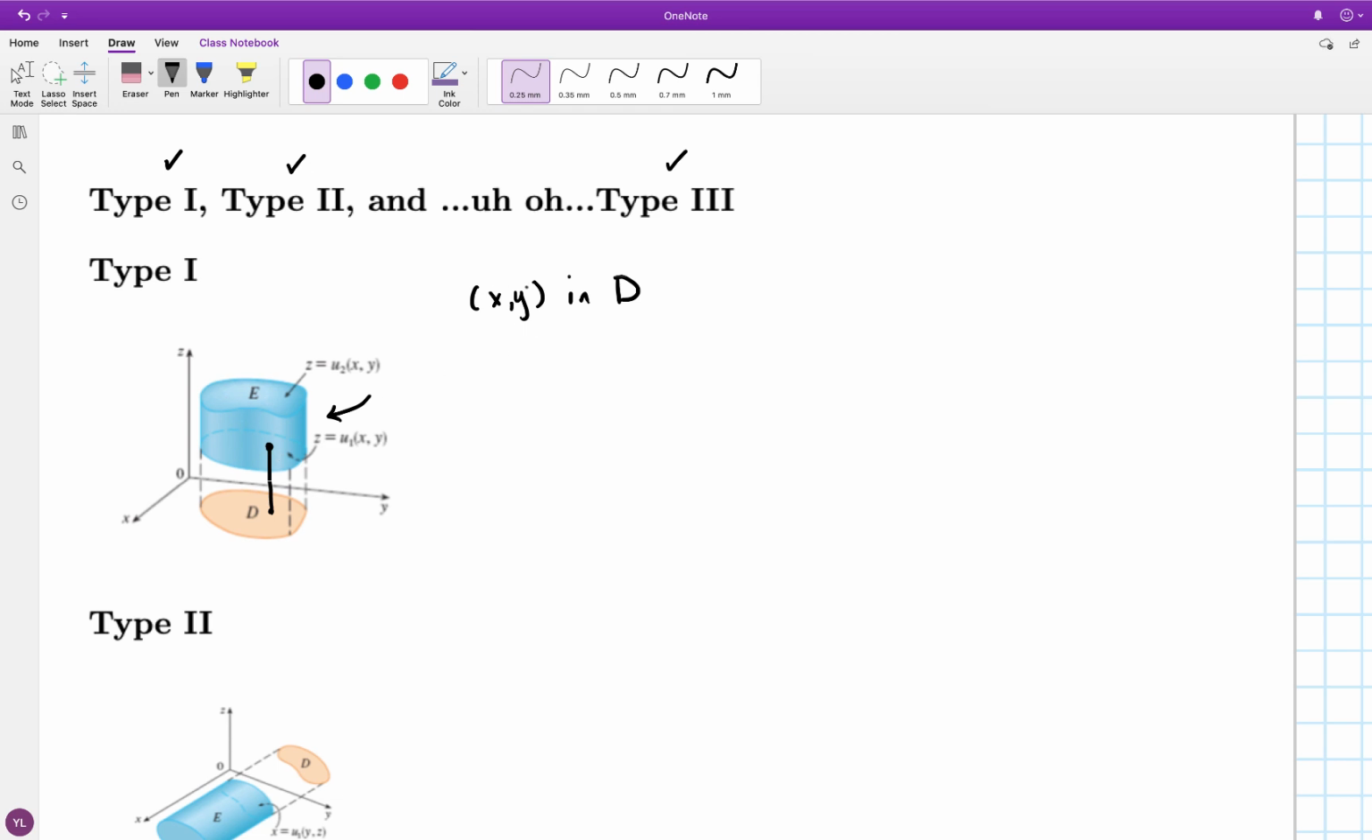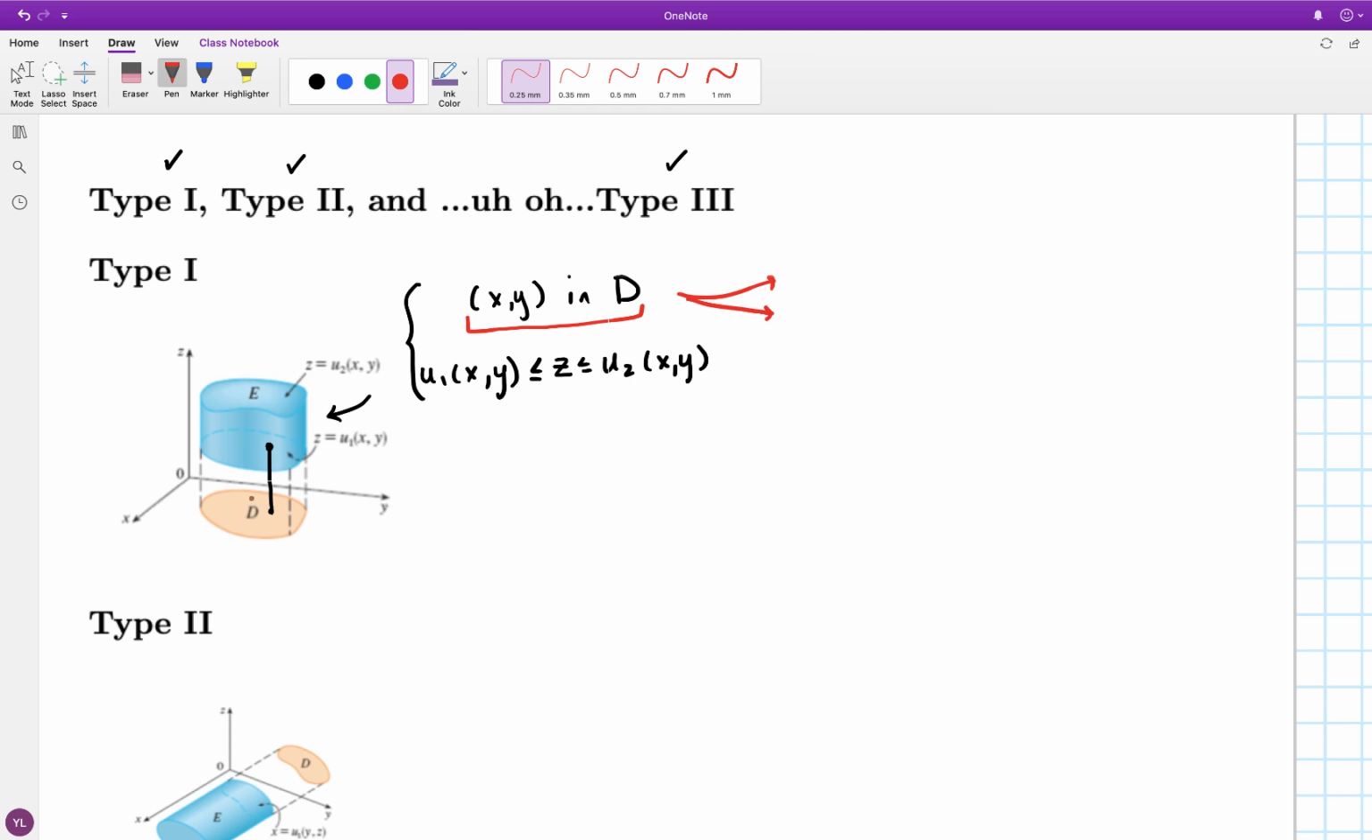So I could select any xy pair in D, and then I could allow z to range in between those two surfaces. So let me write that out in inequalities. Z at most is this surface, u2(x,y), and z is at least u1(x,y). And then, these together would describe this solid region. Of course, I know that describing xy in a 2-dimensional region can take a number of different forms, right?